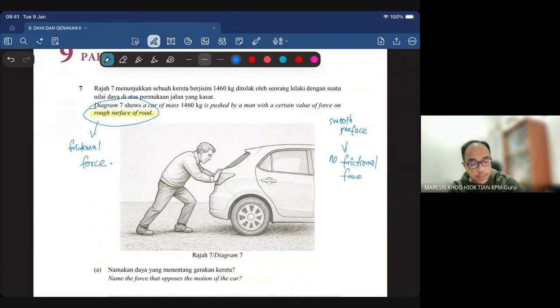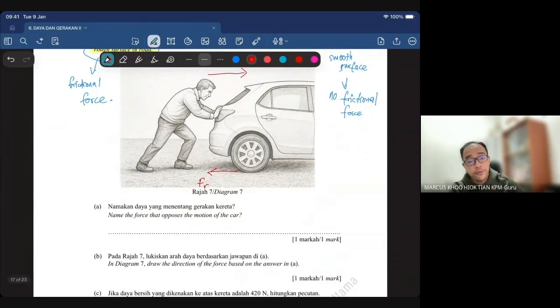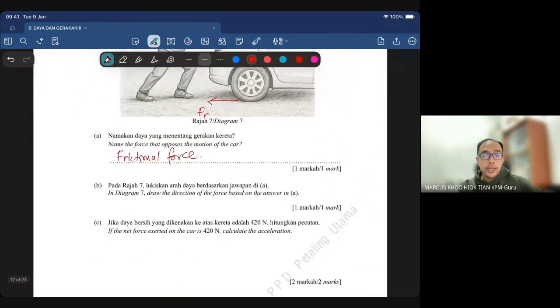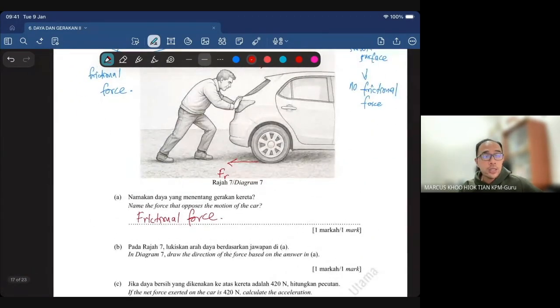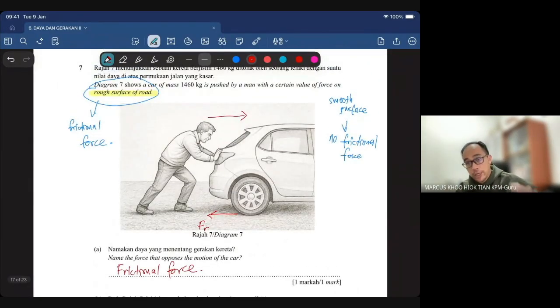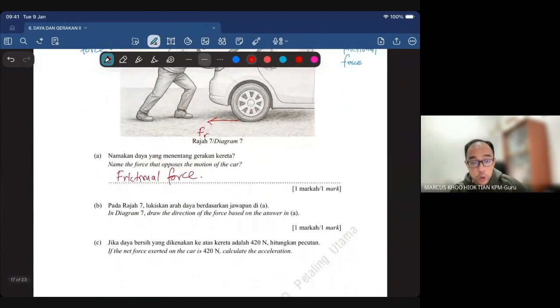So what this means is that this poor guy is pushing the car with all his might, and at the same time, there's a frictional force working against him. That is so annoying. Name the force that opposes the motion of the car. It's called the frictional force, and you know it's there because the question says rough surface of the road. Show the direction of the force, already shown. As long as you show that it's going opposite to where this guy is pushing. The guy is pushing forward, the car is moving forward, and frictional force always opposes the motion of the car.